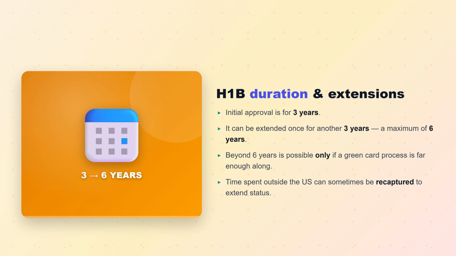Let us talk about H-1B duration and extensions. The initial approval is for 3 years. It can then be extended once, for another 3 years, giving a maximum of 6 years. Going beyond 6 years is possible only if your green card process is far enough along. And here is a useful tip. Any time you spend physically outside the U.S. can sometimes be recaptured to add a little more time to your H-1B.